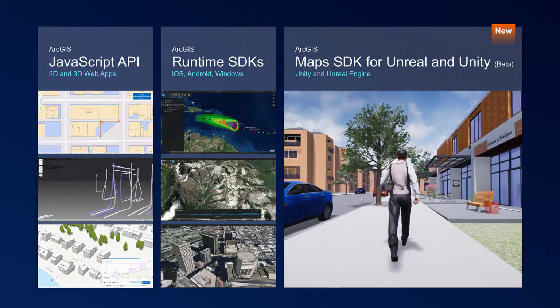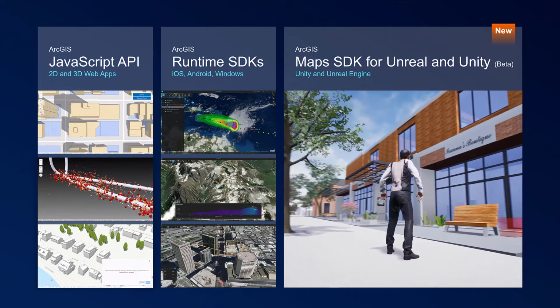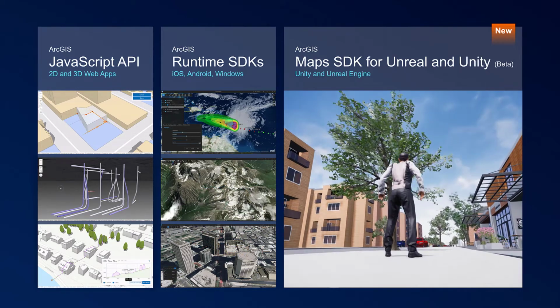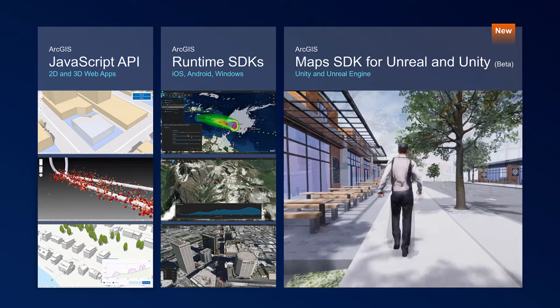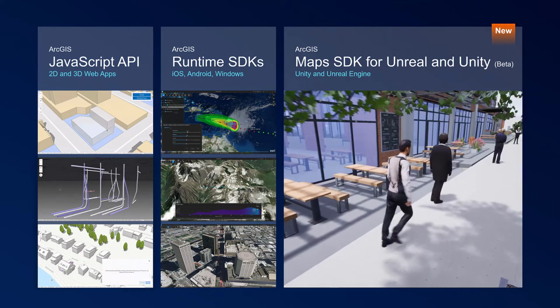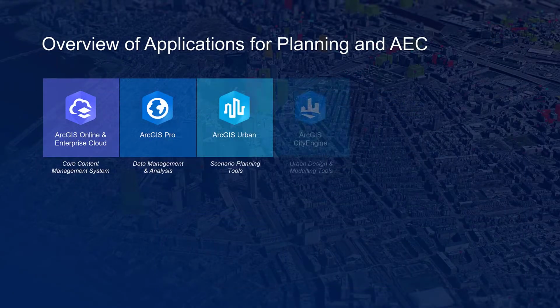We've also recently released our developer beta of the ArcGIS Maps SDK for both Unity and Unreal Engine, the two leading game engines. Both Unity and Unreal game engines can bring modern, immersive, and interactive visualizations to both desktop as well as mobile applications. Esri has a suite of out-of-the-box applications for both planning and AEC. ArcGIS Urban is our latest application, which sits among other tools that you may already be familiar with, like ArcGIS Pro and City Engine.